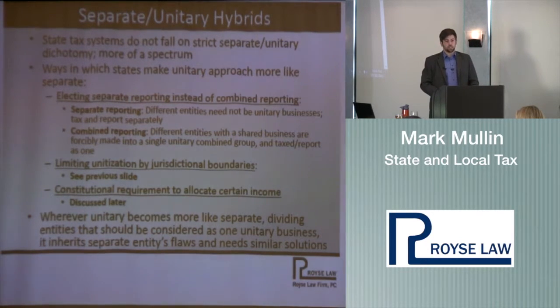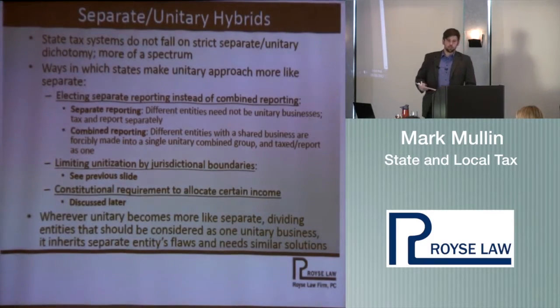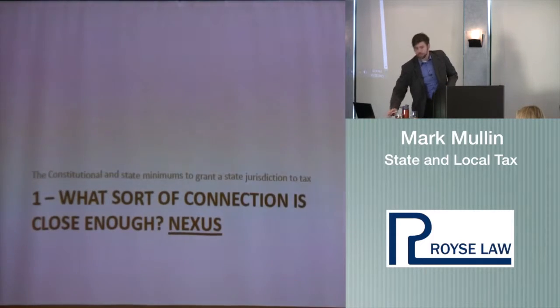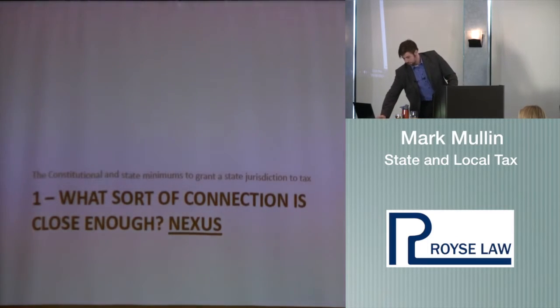Another thing that they might do, again, on the previous slide, you can limit unitization by jurisdictional boundaries. And one thing that the Supreme Court has done that's really made unitary business a little bit more limited than it should be is that some income has to be specifically allocated instead of apportioned over the entire business. I will explain those concepts a little more as we get there. So whenever unitary approaches become more like separate, that arm's length problem that I was talking about is going to come back and bite us. And by us, I mean the state governments. We're the beneficiaries of all these rules when they don't work well for them.